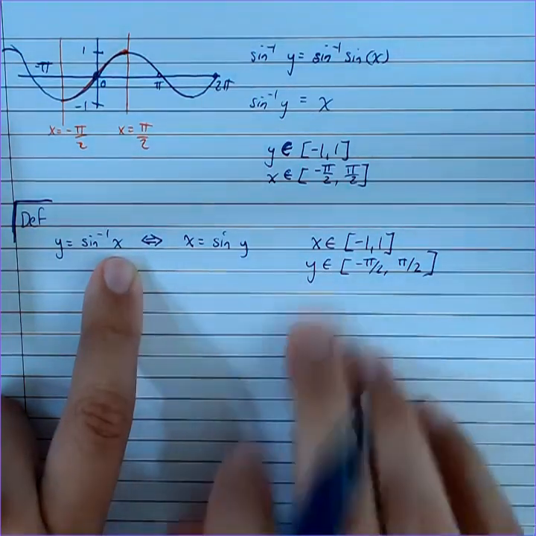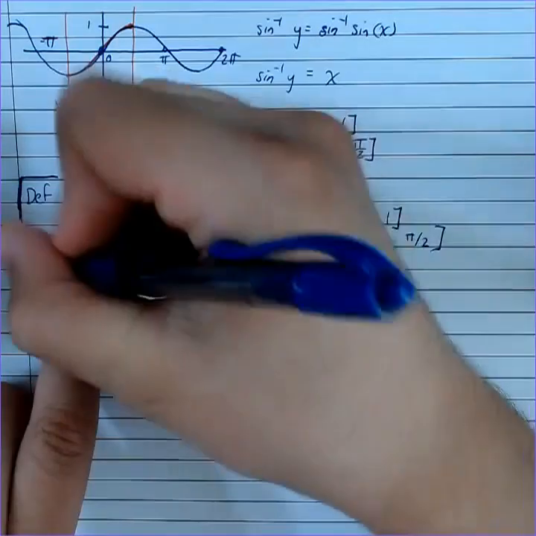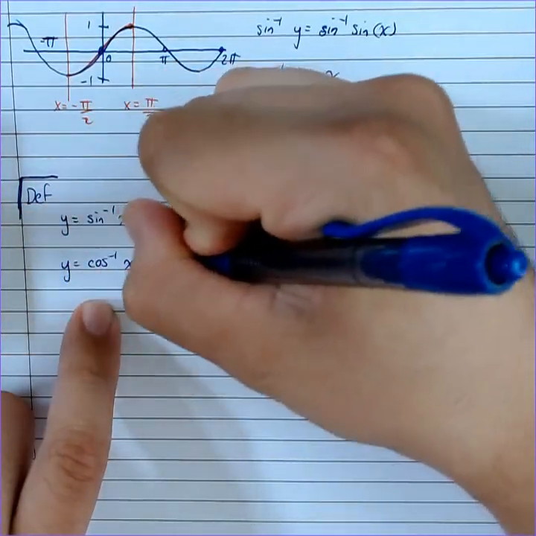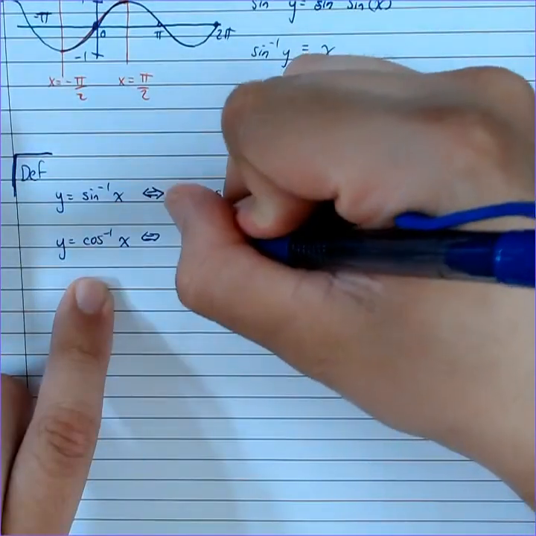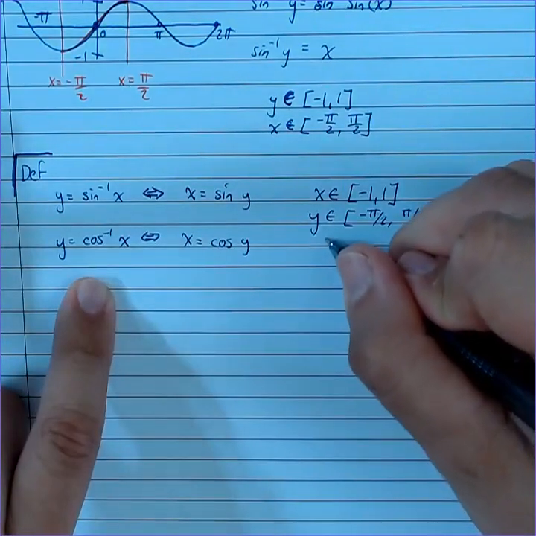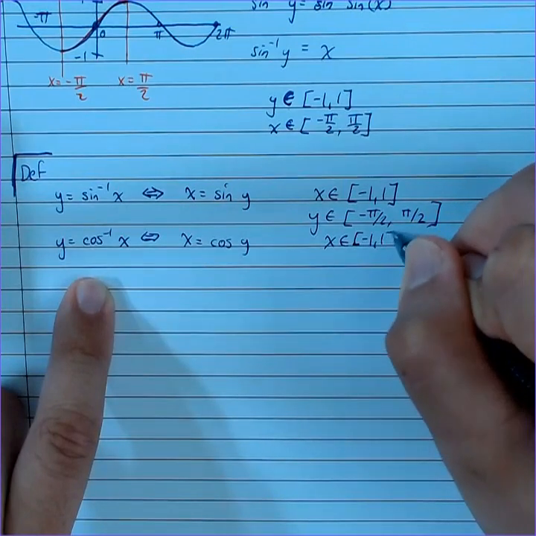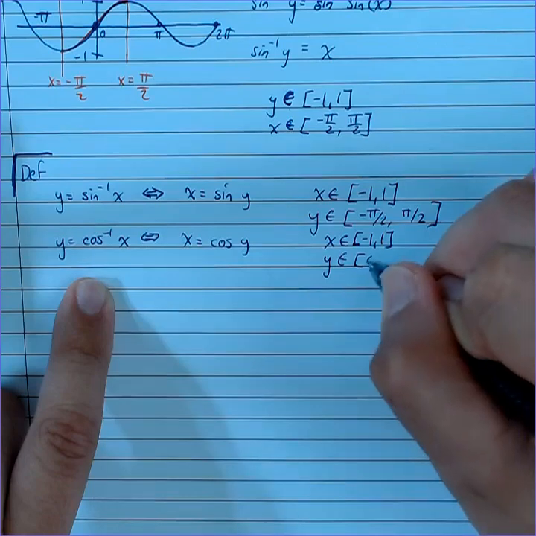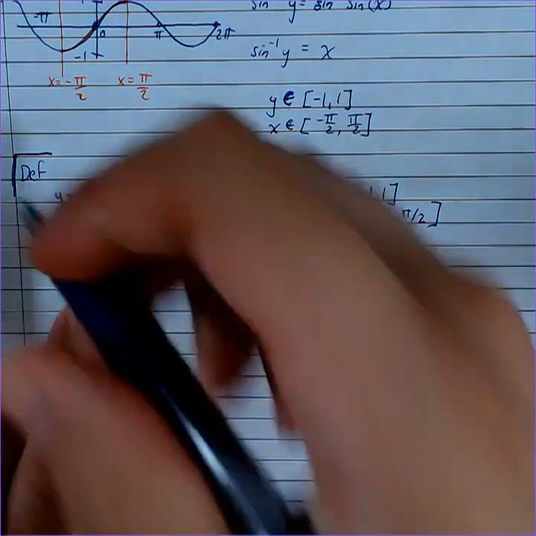All of the other trig functions and their inverses are defined in a similar way. We have y is equal to the inverse cosine of x, and that's equivalent if and only if x is equal to the cosine of y. This one will also be restricted to having x values between -1 and 1 inclusive of those endpoints, and y between 0 and pi, again inclusive of those endpoints.